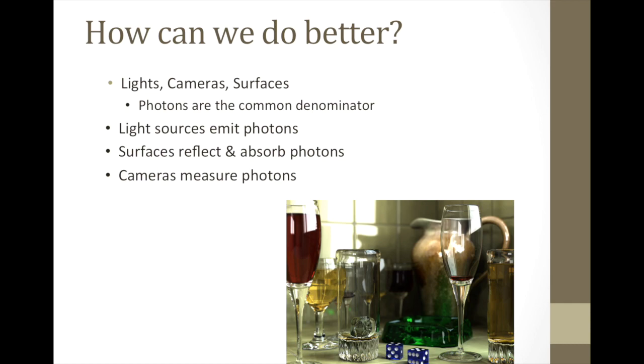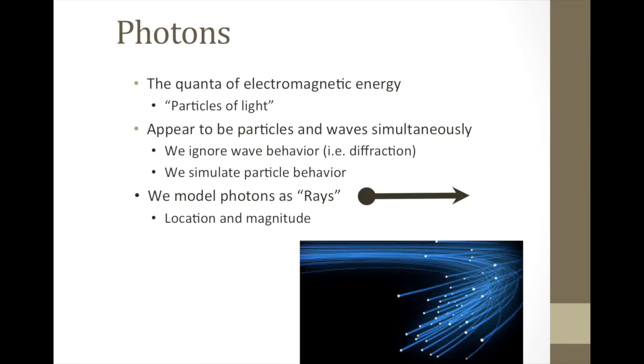So how do we do this? It comes down to a simple understanding of the physics of the world. If we understand that lights, cameras, and surfaces all have photons as their common denominator, where lights emit photons, cameras absorb the photons, and surfaces reflect the photons or absorb them, we can use this photon common denominator as the root of our algorithm. So what is a photon?